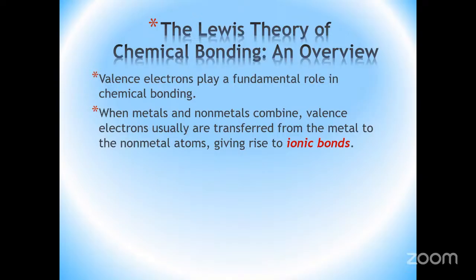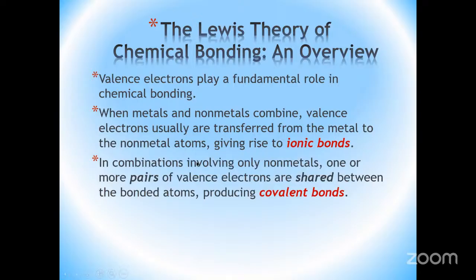The result of that is that the metal atoms will be converted to cations, and the nonmetal atoms will be converted to anions. These particles will have charges, and therefore they will be attracted to each other. And that force of attraction between ions of opposite charges, we call those forces ionic bonds, all right?